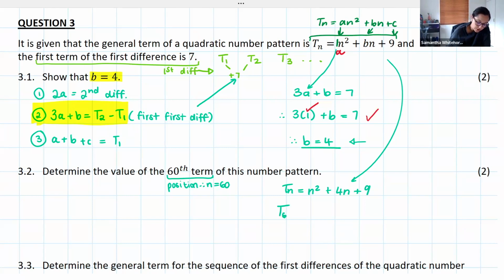And we now want term 60. So we're just going to substitute 60 in place of n. And we're going to solve for its value. So I'll give you a second or two. What is the value of the 60th term here?